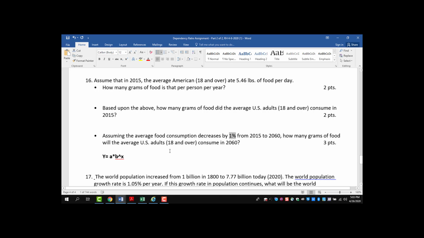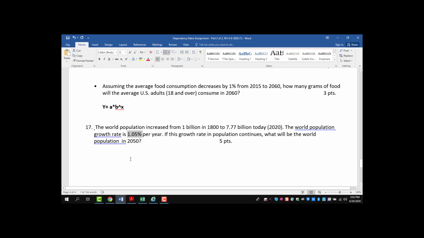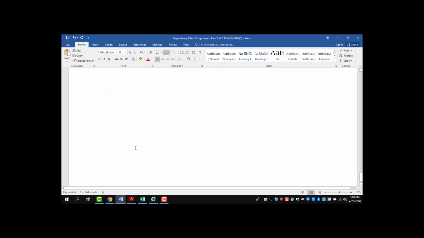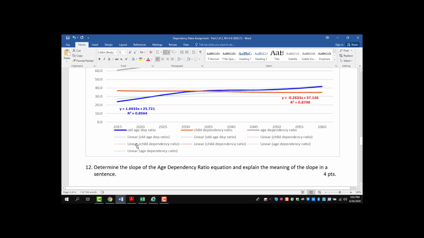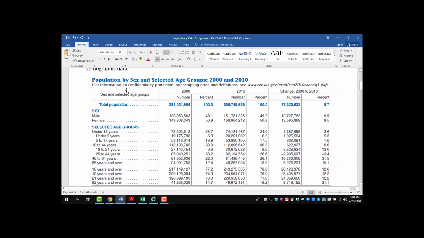What's the factor? All right, the world population is 7.7 billion today. The world population growth rate is 1.05% per year. If it continues, what's the population? This is the same problem. This problem here and this problem here are the same problem. Doesn't look like there's any more. So I hope that at least gives you a little bit of a preview.